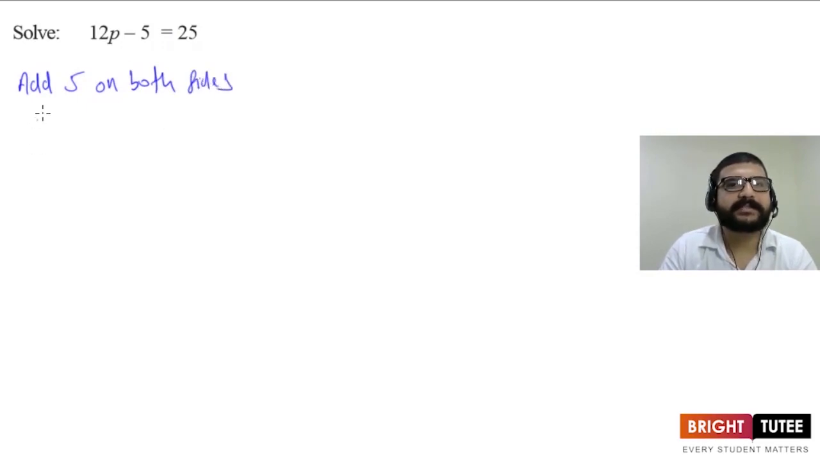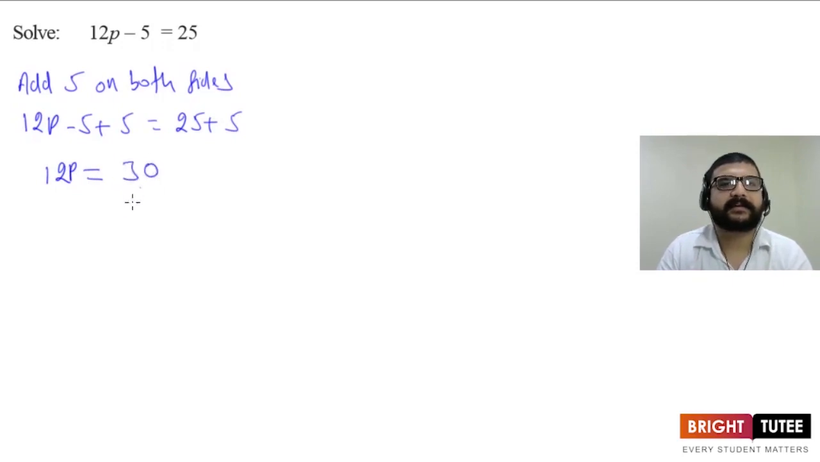So by doing this, we will get 12p minus 5 plus 5 is equal to 25 plus 5. Now by simplifying this, we will get 12p is equal to 25 plus 5 gives us 30. So from here we got 12p is equal to 30.